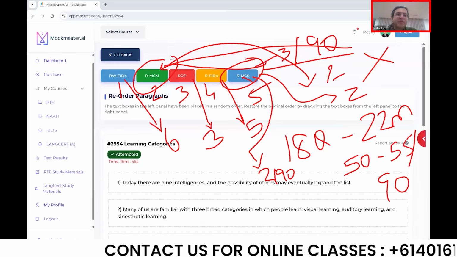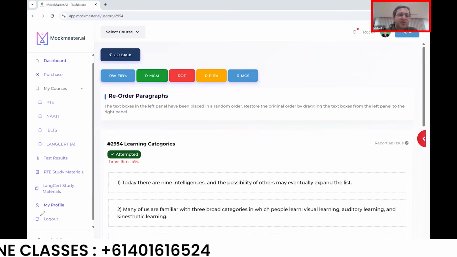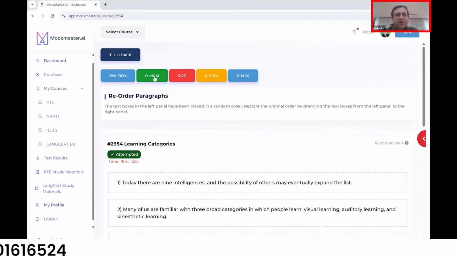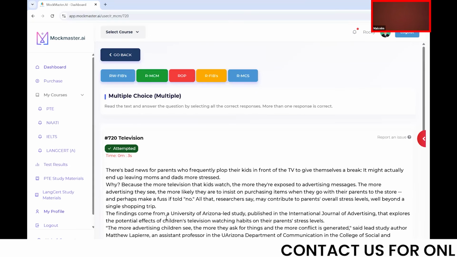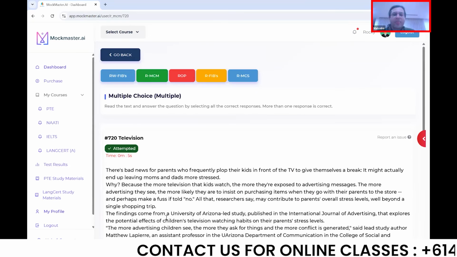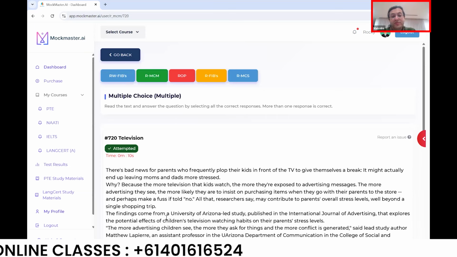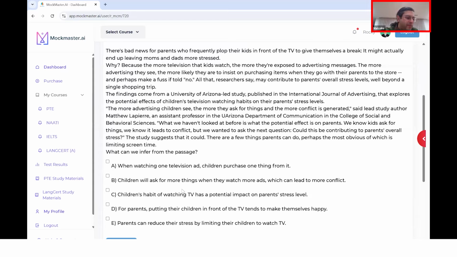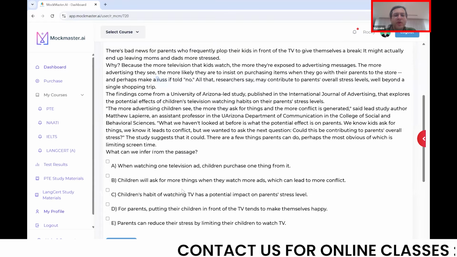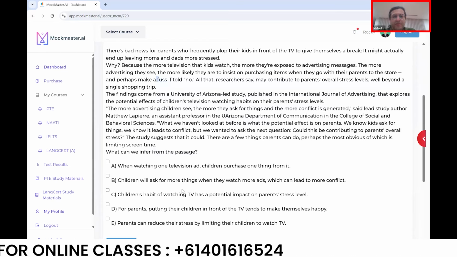In multiple choice, multiple answers, which is the second task, you will have a passage, you will have a question, and you will have 5 to 6 options, out of which probably 2 or 3 will be correct, because the name of the task is multiple choice, choose multiple answers.